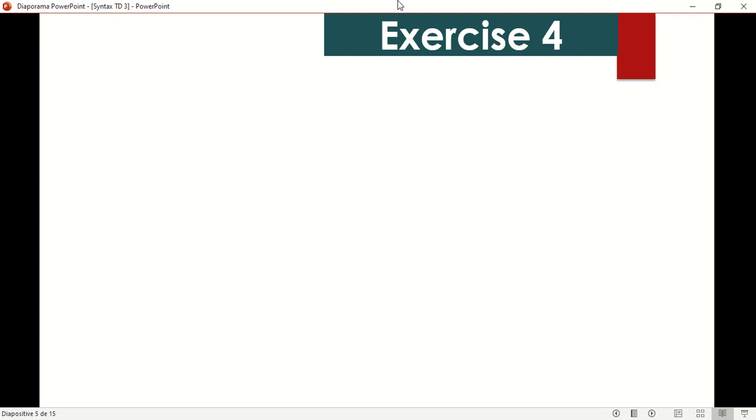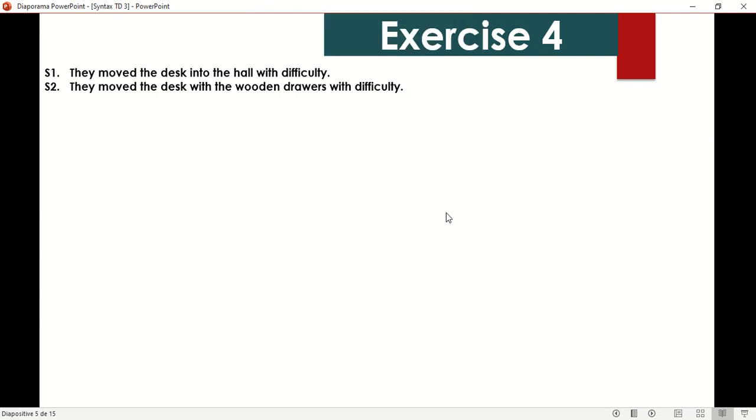Okay, now we'll move to exercise 4, where we have two sentences. S1: they moved the desk into the hall with difficulty, and S2: they moved the desk with the wooden drawers with difficulty. Now we are asked to analyze the two sentences in terms of their constituent structure.